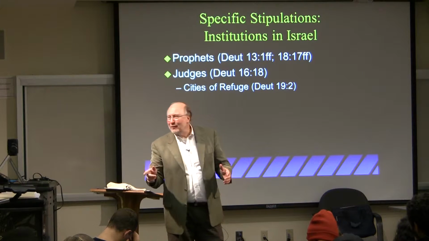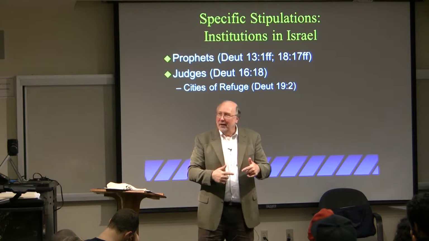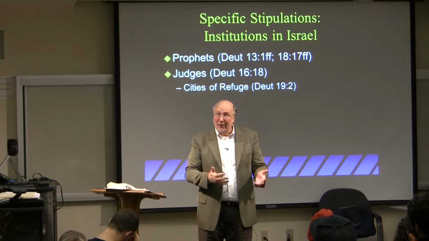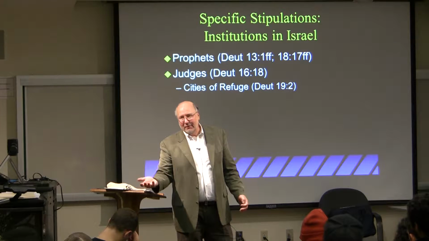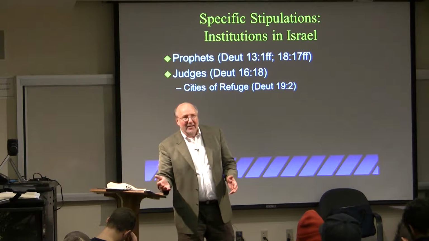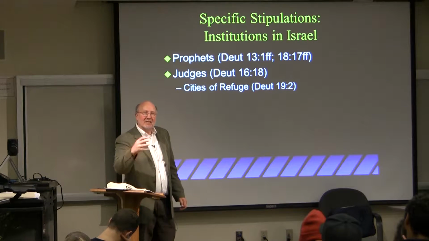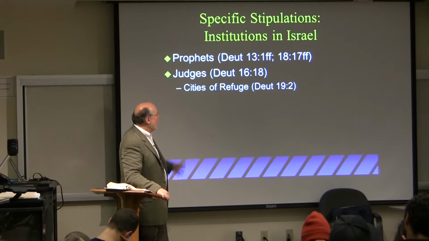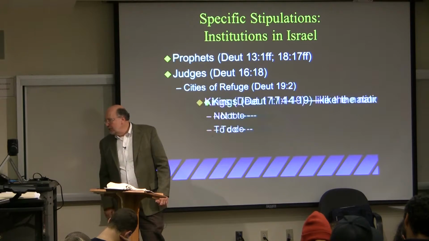Now, what happens if you killed somebody on purpose and you fled to the city of refuge? The elders go through the case, and if the elders say you killed the guy on purpose, the elders hand you over to the avenger of blood. So that's no good. You only want to go to these cities of refuge if you were innocent. But if you were innocent, you could go to a city of refuge and be protected from the avenger of blood. So cities of refuge, pretty important.